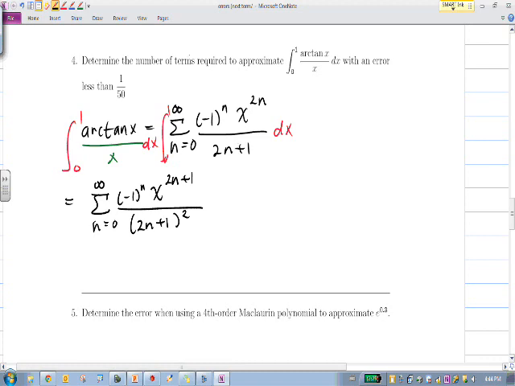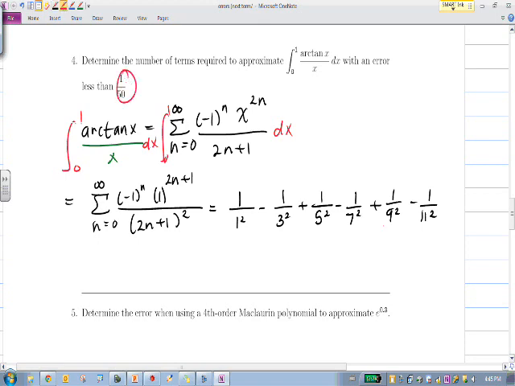Plugging in the 0 doesn't do anything, so all we're really doing is just plugging in the 1, which again doesn't really do anything except make that a 1. So if you write it out, here's what it's going to look like. And you want to look for the term that is less than 1 over 50. Well, easily here, this term is less than 1 over 50, so I actually only need 4 terms, and if you add that up, you'll see that that approximation for that integral is pretty good.